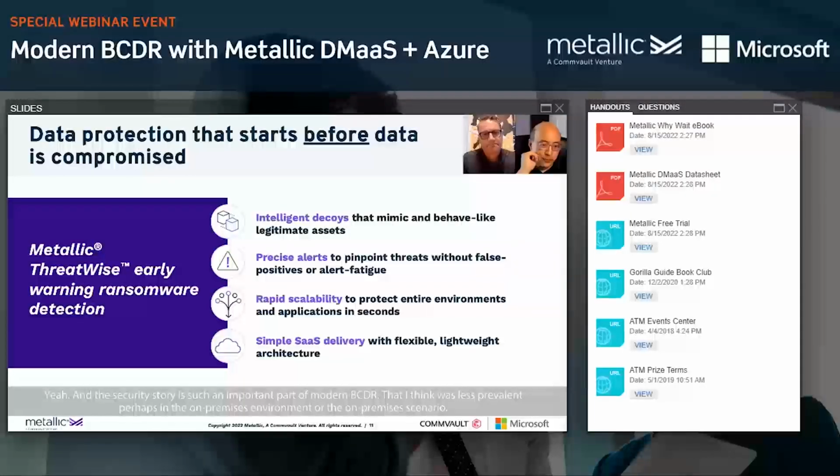Yeah, and the security story is such an important part of modern BCDR that I think was less prevalent perhaps in the on-premises environment or the on-premises scenario. You're right, the ongoing rapid innovation is absolutely required, right? We have to stay ahead of kind of the bad actors, which is so challenging. But at the same time, we have to provide services which architecturally prevent that kind of action, right?